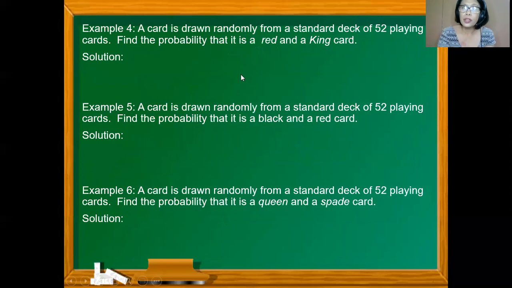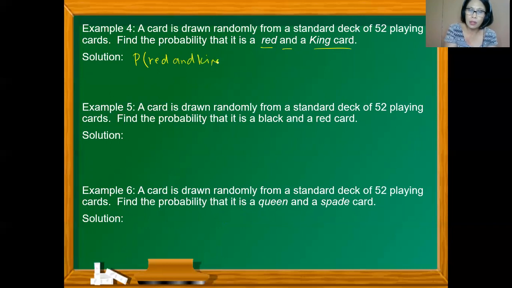A card is drawn randomly from a standard deck of 52 playing cards. Find the probability that it is a red and a king card. So this is working on the probability of getting a red card at the same time a king card. So by inspection, how many red cards are at the same time king cards?